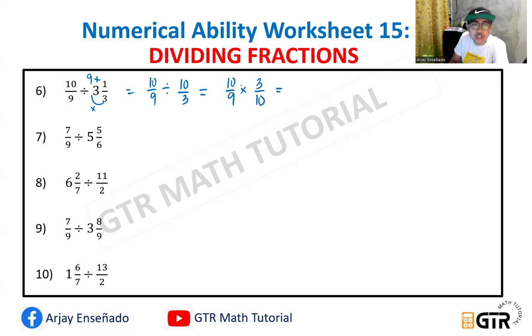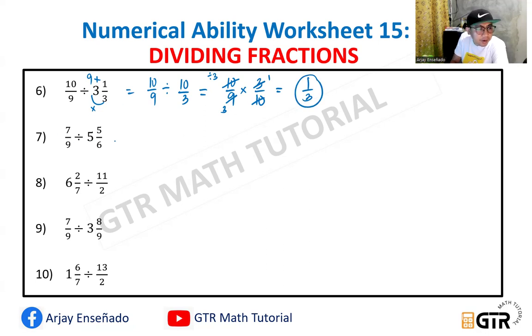So we can use cancellation law. We both have 10 in the numerator and denominator. So just cancel that. And then 3 in the numerator and 9 in the denominator. We can divide both by 3. So divide both by 3. We have 1 and then 9 divided by 3 is 3. So final answer is 1/3.